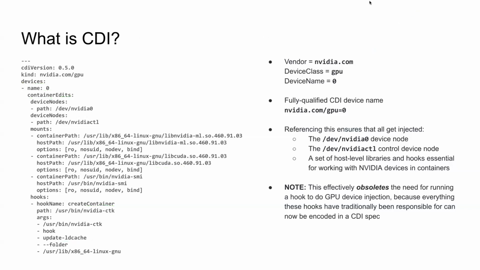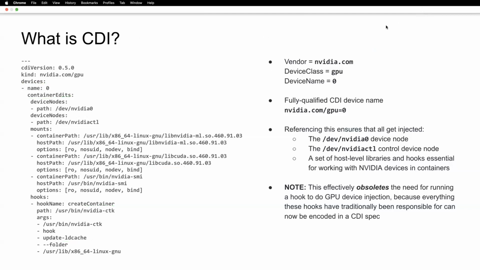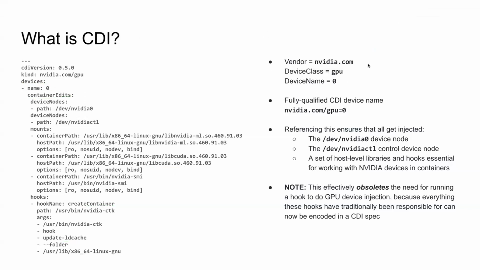Okay, so on the spec on the left, you'll see that there's a concept of a vendor, in this case the nvidia.com part, and a device class, GPU in our case. Together those define a device kind that a spec file refers to. And a device has a name, in this case 0. It's common for people using NVIDIA devices to access devices by index, and in this case, we use the index as the name. You can use the UUID as the name, or you can give it any other arbitrary name.